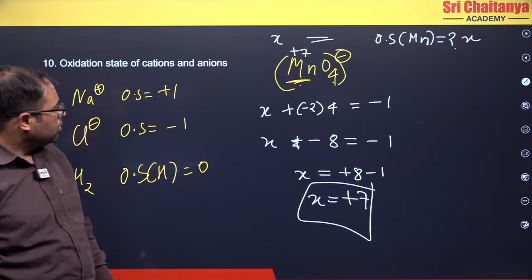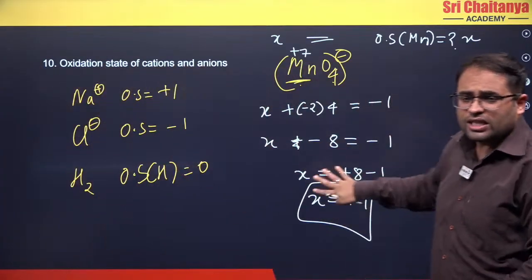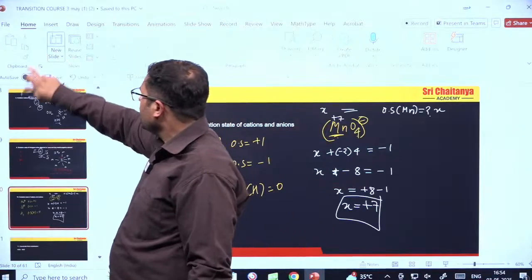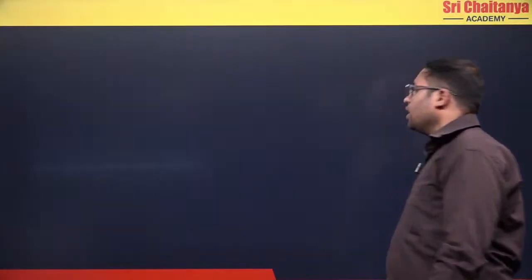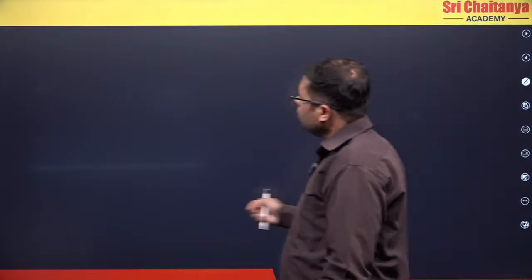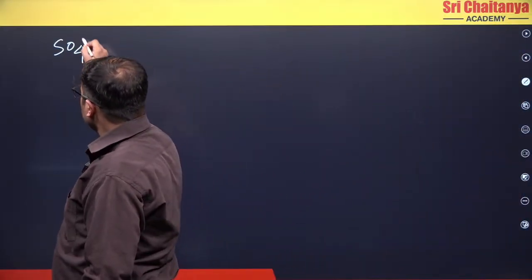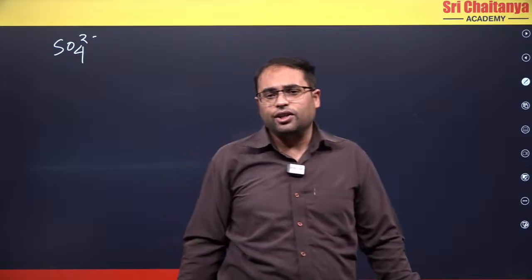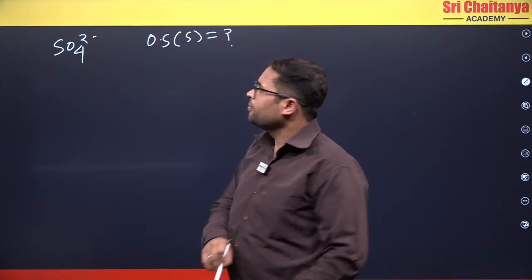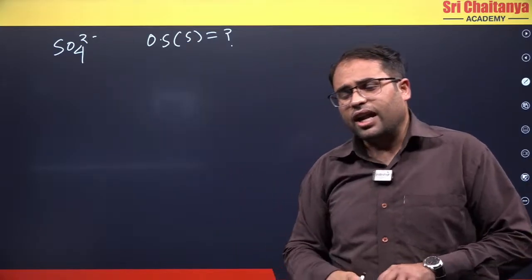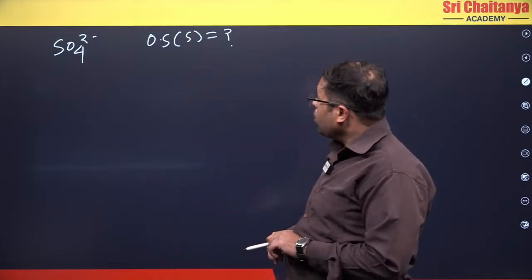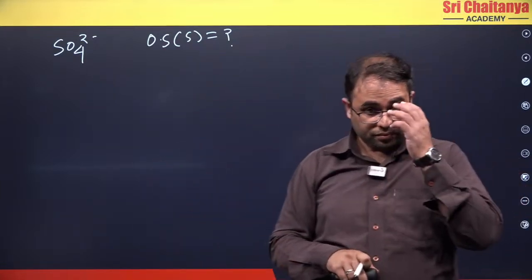Let us take a few more examples of this type of calculation because it is important. Let me take a new slide as well for that calculation. So next, use SO4 2-. Everyone try to find the oxidation state of sulfur in this. Try it out, whoever is watching. Try to find out the oxidation state of sulfur.